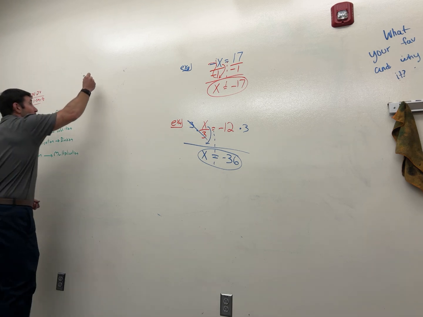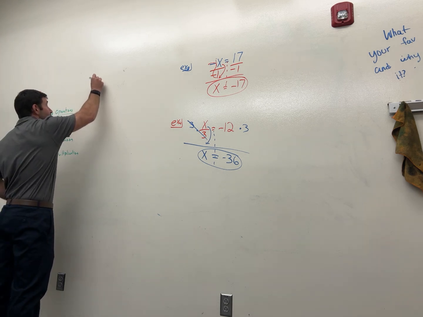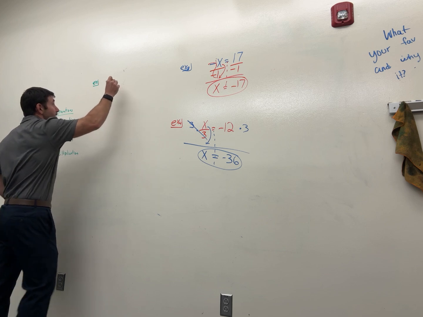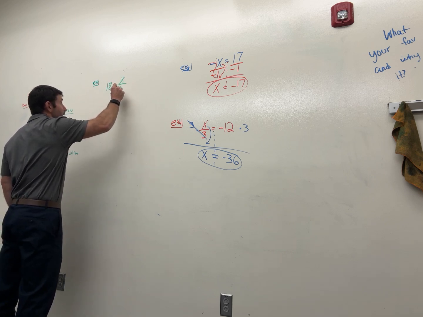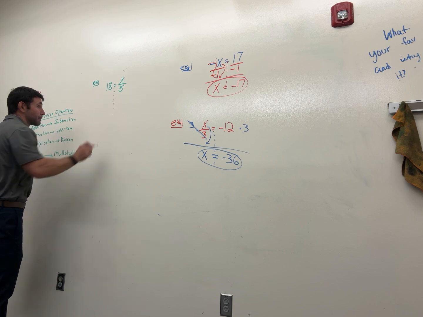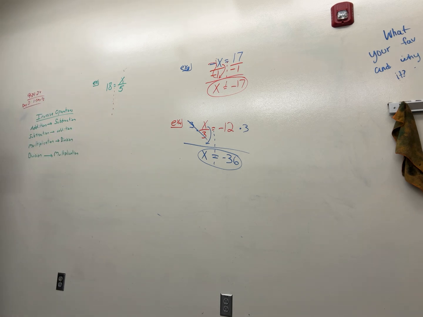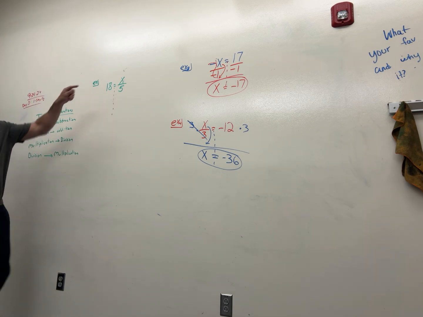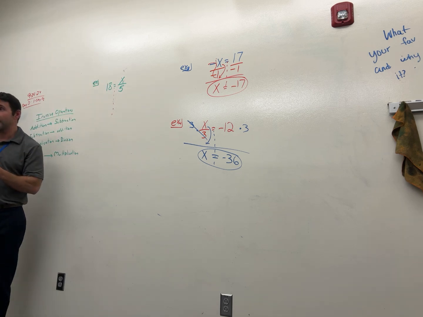Okay, here's example 5. 18 equals x divided by 5. Oh, I shouldn't have said that. 18 equals x, a bar, and 5. First step, we find the balance point. Okay, we find the balance point. I told you this is x divided by 5.